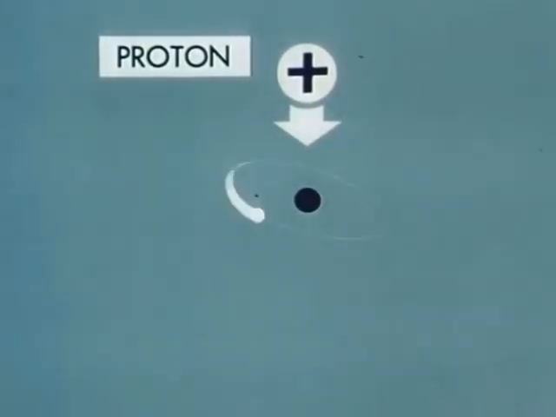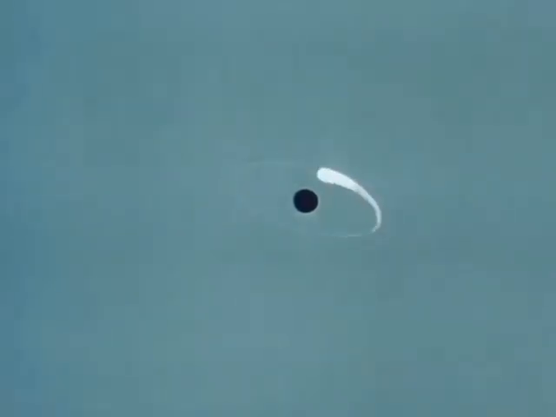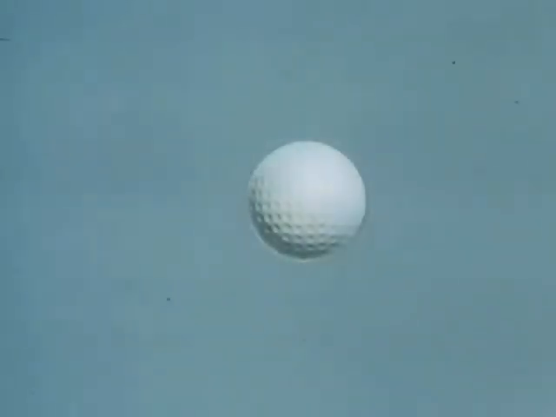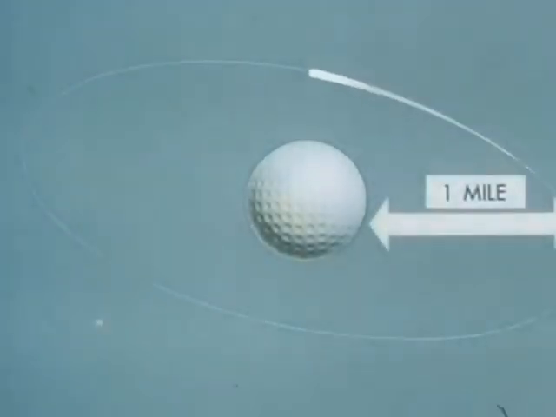To re-emphasize the submicroscopic nature of our subject, if we could increase the size of the nucleus proton to that of a golf ball, the route of the electron would be about a mile away.